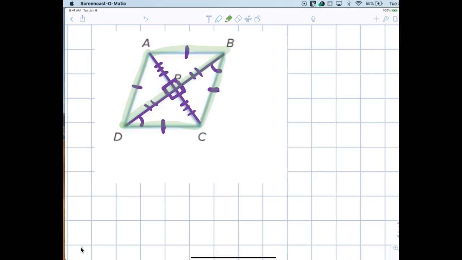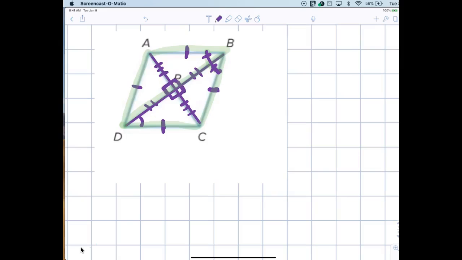What do the diagonals do? Come on, speak up. Perpendicular bisect. Yes, they are perpendicular bisectors. So what exactly does that mean? That means this angle here is equal to that angle there. Is that true for the rectangle? No. Definitely not. But for the rhombus, they are. The diagonals bisect the angle.